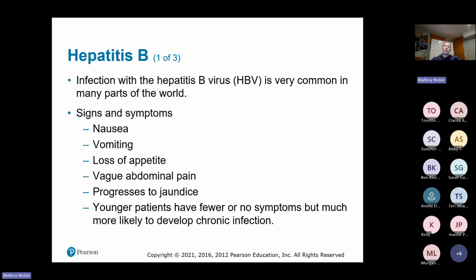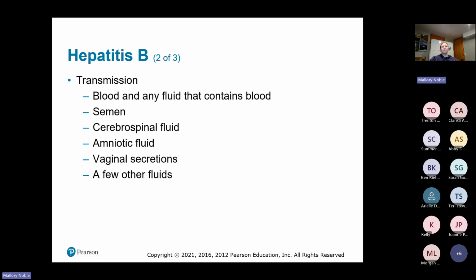Hepatitis B, or HBV, is very common in many parts of the world. Signs and symptoms: nausea, vomiting, loss of appetite, vague abdominal pain. It does have jaundice. Again, we've got hepatitis, liver involvement, so there's probably going to be some jaundice at some point. Younger patients have fewer or no symptoms, but are much more likely to develop chronic infections with this.